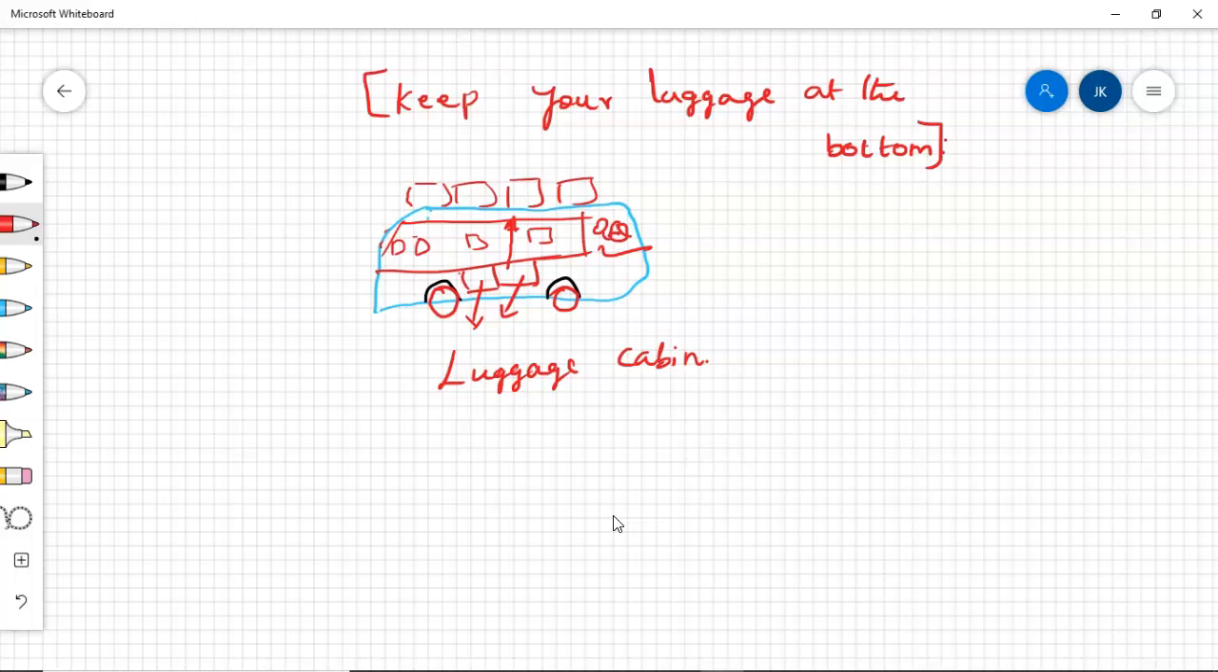So nowadays, if you see the low floor bus, the new modern buses, they have the cabin at the bottom. They open this cabin here, 1 2 3 at the back, here will be the cabin. So you place your luggage here to maintain the center of gravity closer to the base, so it will be more stable.